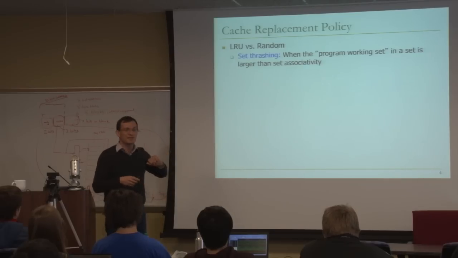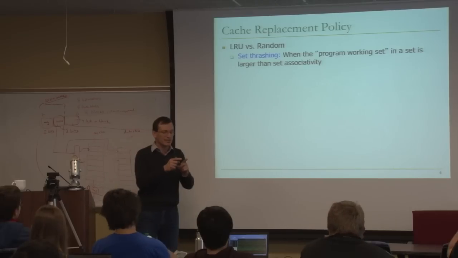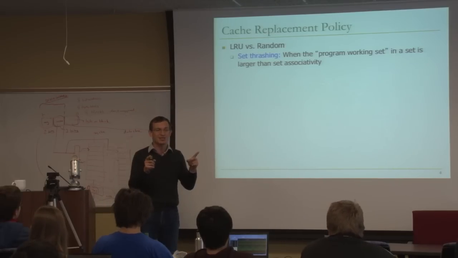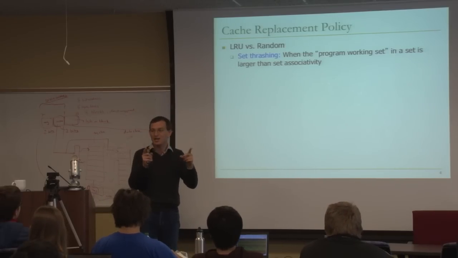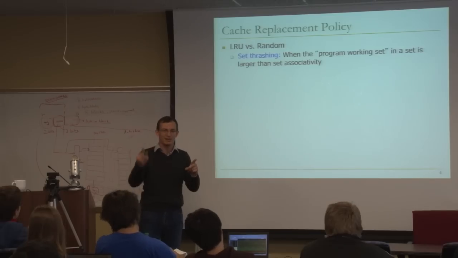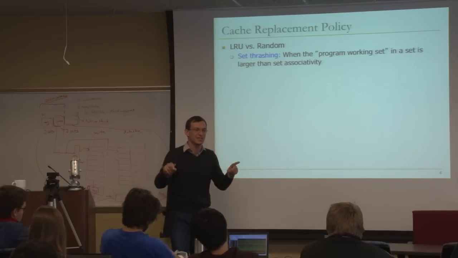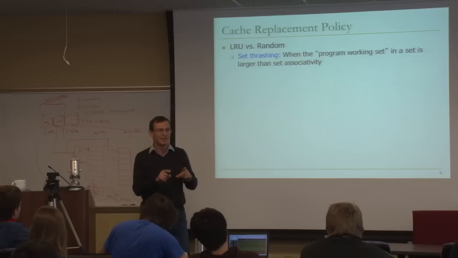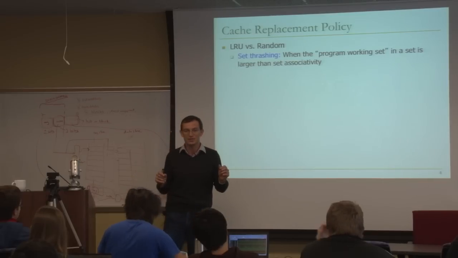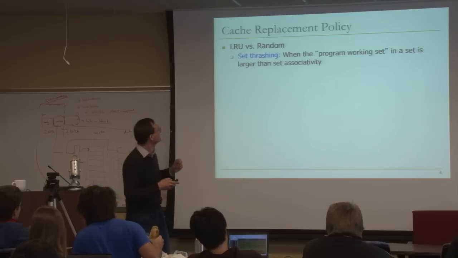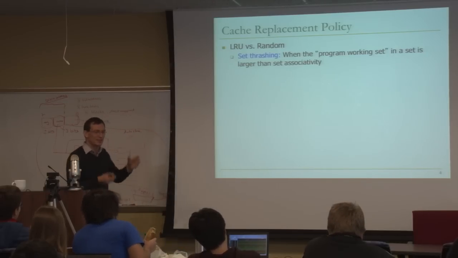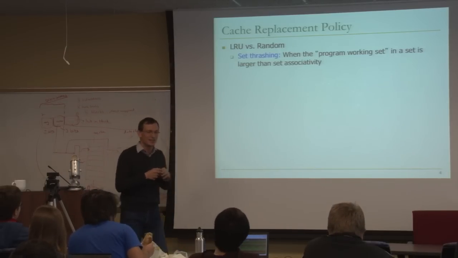For example, for a reference pattern where you have a four-way associative cache, but you're actually referencing five blocks in a manner such that you keep re-referencing them, A, B, C, D, E, A, B, C, D, E, A, B, C, D, E. LRU is a terrible replacement policy because you will get a 0% hit rate on that one. Okay, this is called set thrashing. Basically, this behavior that I just described is called set thrashing.